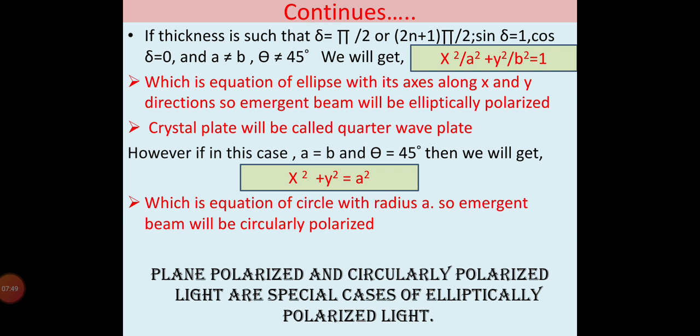However, if in this particular case we put a equals to b and theta equal to 45 degree, then this equation reduces to x square plus y square is equal to a square, which is the equation of a circle with radius a. So the emergent beam will be circularly polarized in this case. So we have seen that plane polarized and circularly polarized lights are nothing but special cases of elliptically polarized light. You must keep this in mind.